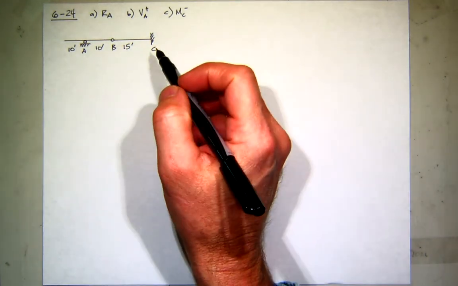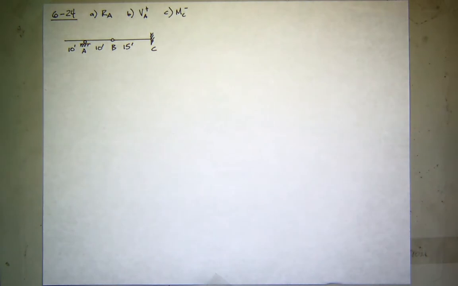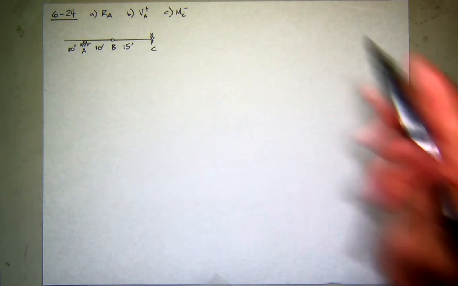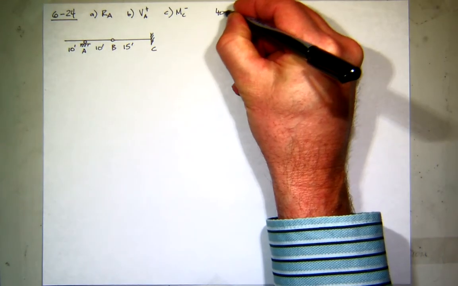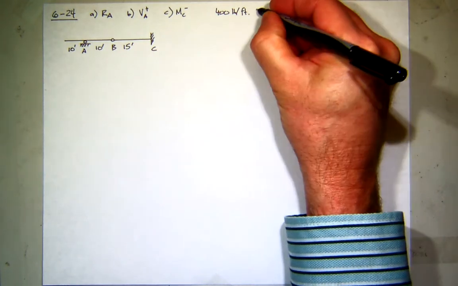So let's see if we can do this problem. Oh, by the way, I didn't write it down yet, but we have a dead uniform load and a live load. So we're going to have a dead load of 400 pounds per foot. And that's a dead load.